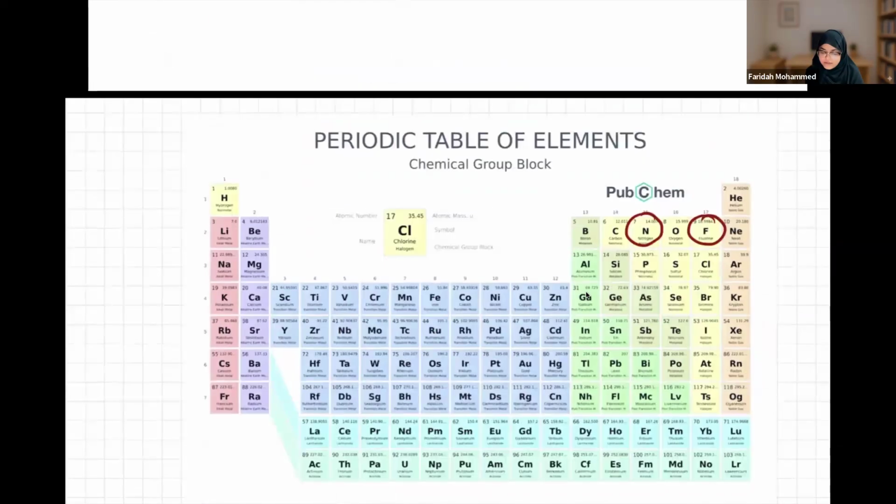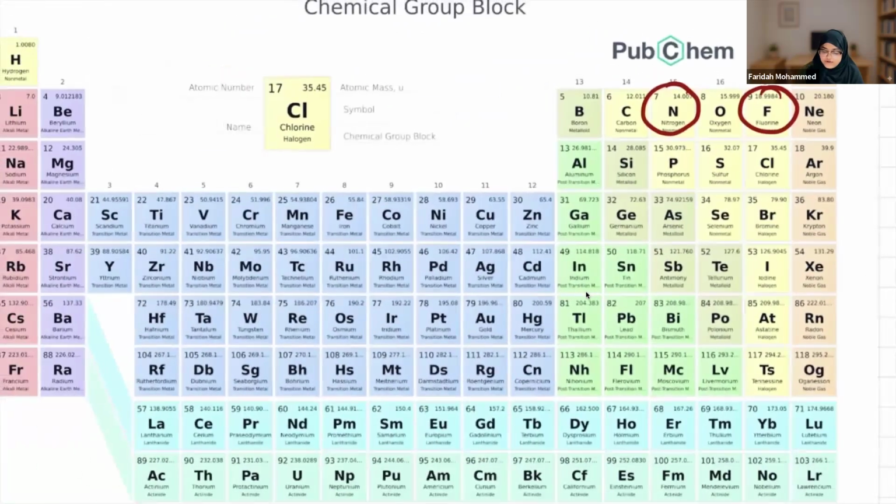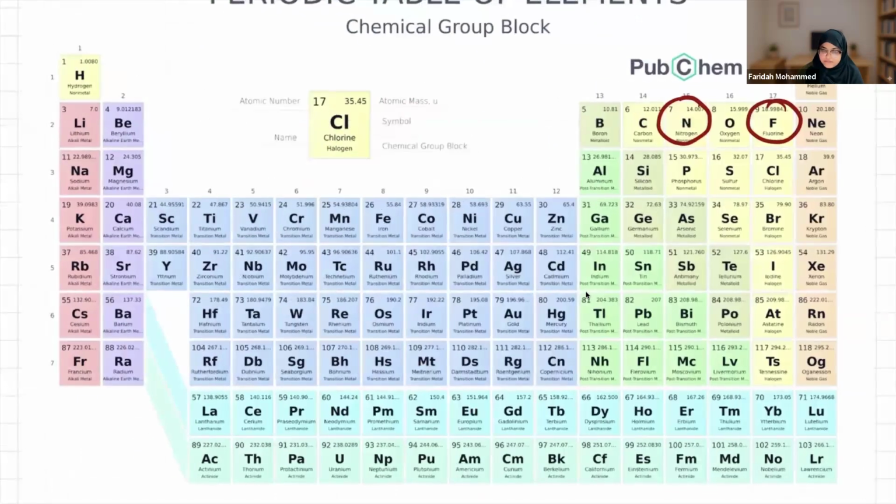Okay, so between fluorine and nitrogen, which one has more protons? Fluorine. So who's going to be bigger? Nitrogen, because more protons means it's going to attract more. When it attracts, the size is going to become smaller. Okay?